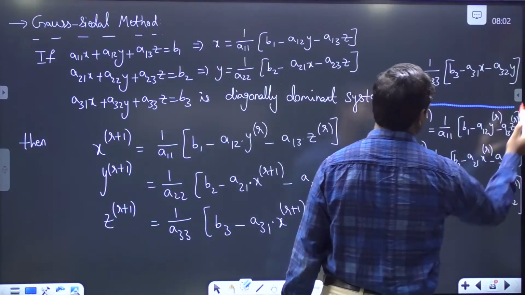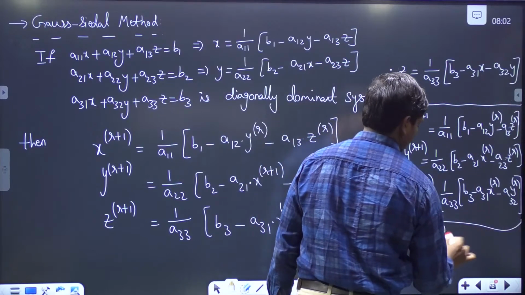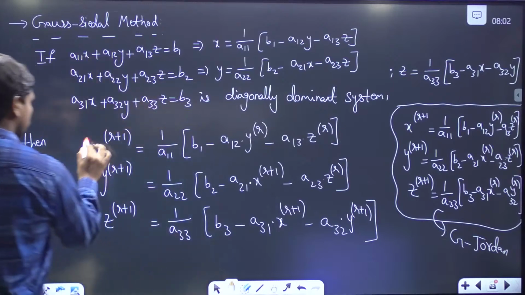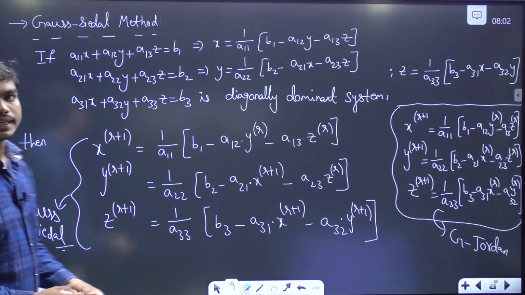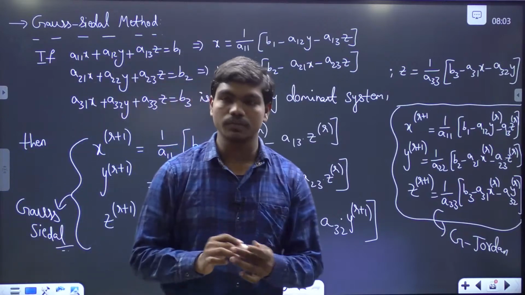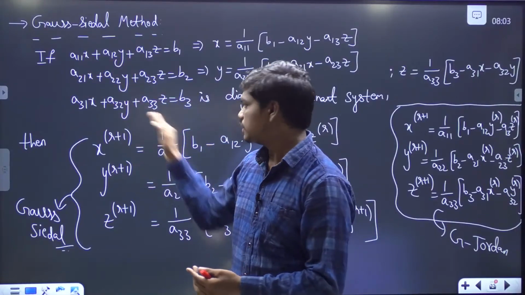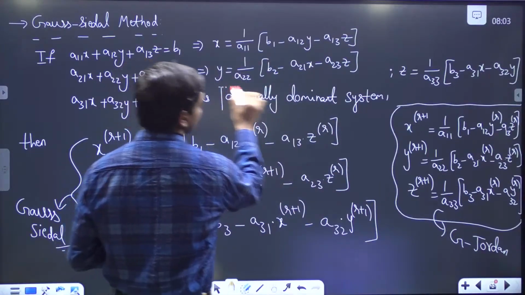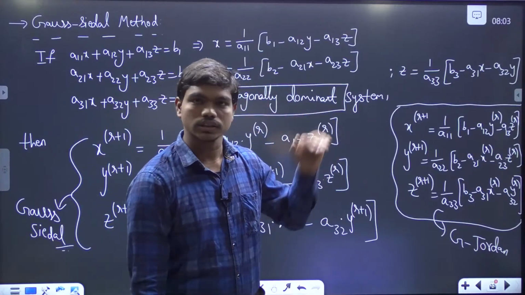This is for Gauss-Jordan. And this is for Gauss-Seidel. Okay, so in the exam, if they don't mention anything, you should first of all convert the system into a diagonally dominant one. Means if the equations are swapped, you should swap them in the correct order such that this diagonally dominant condition holds good.